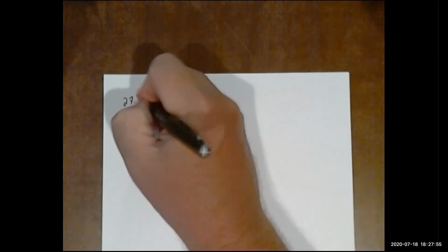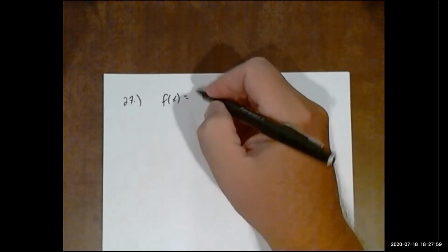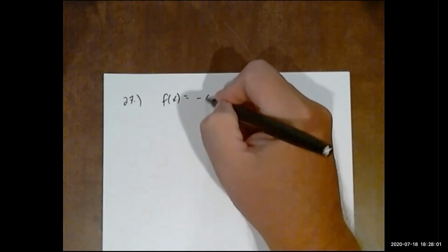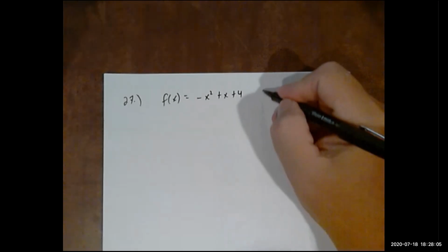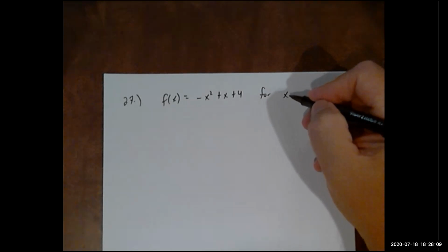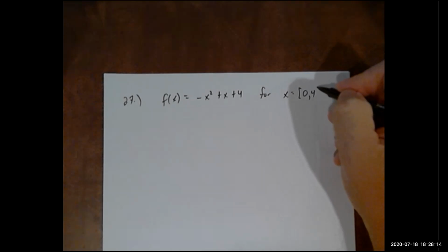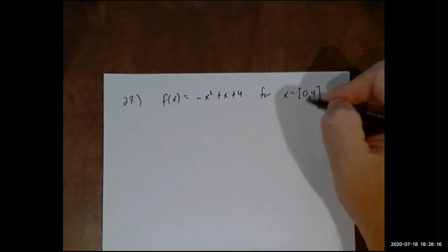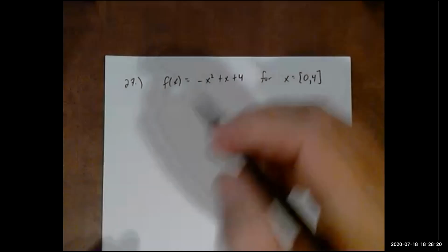So once again, here's the function we're looking at. I'm going to rewrite it in the normal order we do. And once again, for these absolute max and min problems, they have to tell you where you're looking at x. In this case, we're looking at x from 0 to 4.